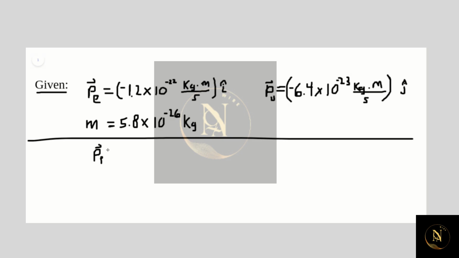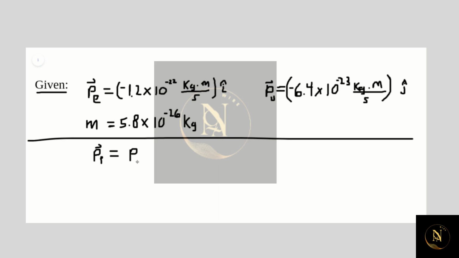The electron moves away from the origin with linear momentum, which I write here, P sub E, is equal to minus 1.2 times 10 to the minus 22 kilograms times meter per second in the I hat direction. The neutrino moves away from the origin with P sub nu of minus 6.4 times 10 to the minus 23 kilograms meter per second in the J hat direction.